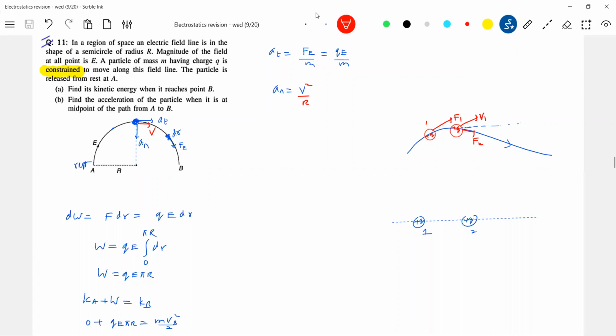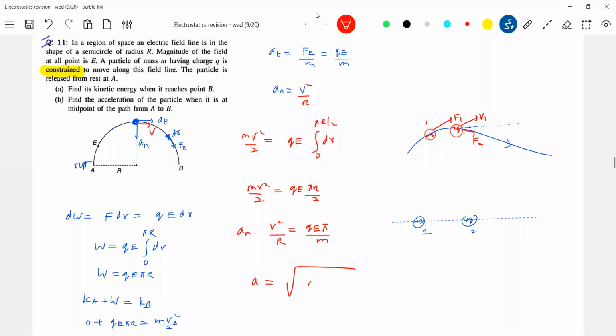Do we know the velocity at that point? Again, I'll use the same formula. Kinetic energy mv square by 2 should be equal to QE integral of this, which is pi r by 2. So v square by r is needed, no? So this should be equal to QE pi by m. This will be the normal acceleration. So what is the total resultant acceleration? A normal square plus A tangential square.